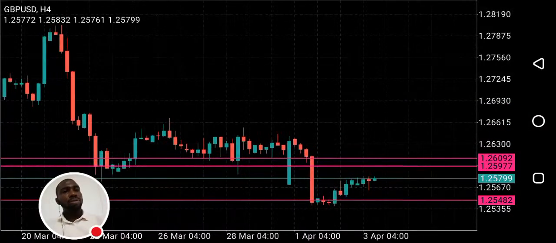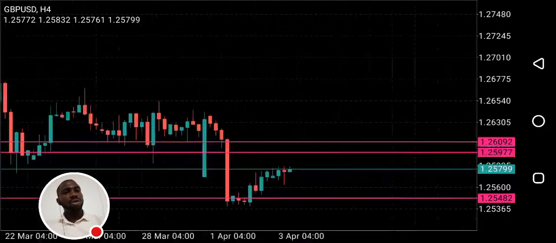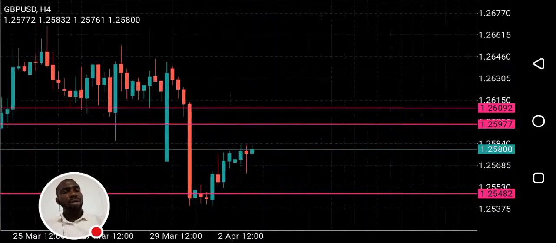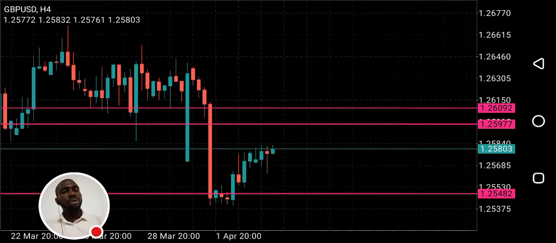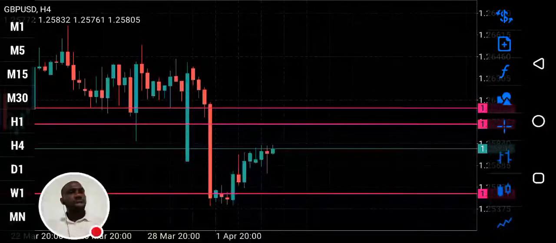The bullish momentum is not strong. So I believe they will still push price down one more time before GBP USD goes bullish. If you also check DXY, I think DXY is bullish.